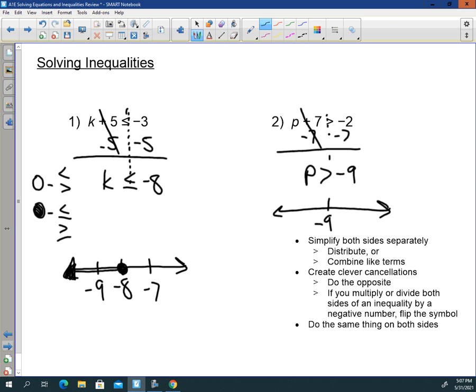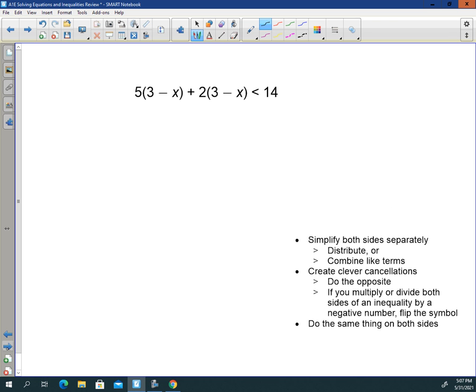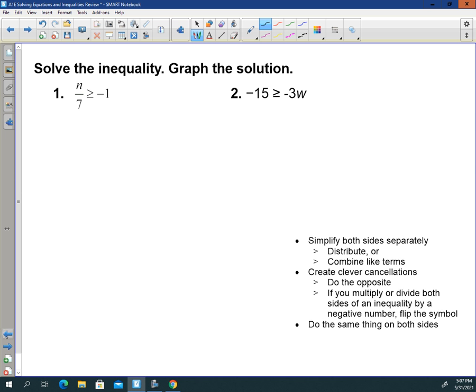Negative 9 here, negative 10 there, negative 8 there, and I've got an open dot at negative 9, and p is greater than, and so we color that direction. Alrighty, inequalities. Okay, we just got 3 more examples to go.